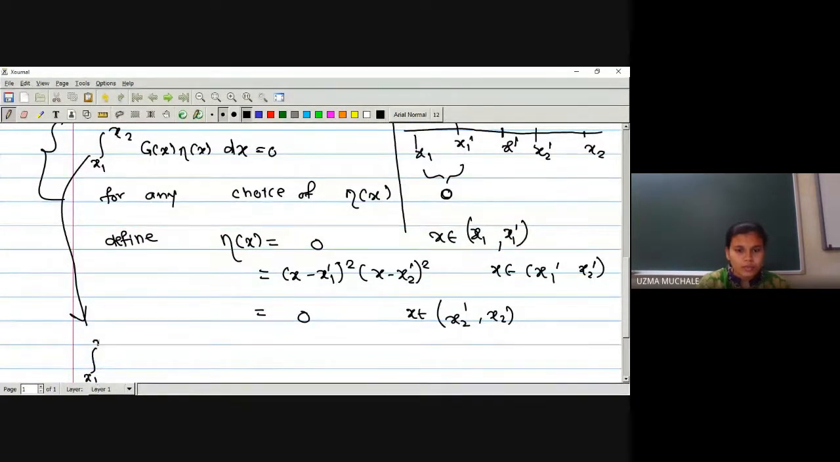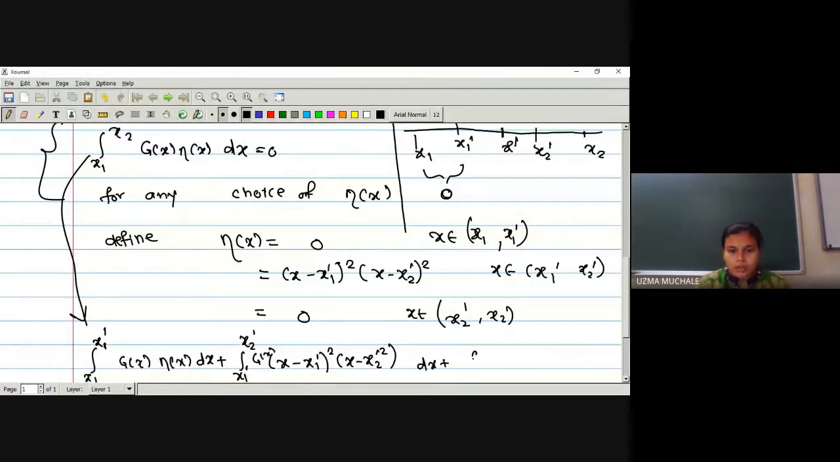So now for the first one, we have the integration from x1 to x1 dash. What is g of x in this case? It is some function g of x into eta of x, dx, plus the next interval, x1 dash to x2 dash, and the function given here is (x minus x1 dash) square, (x minus x2 dash) square, and g of x is a function as it is, dx, plus next, x2 dash to x2, g of x eta of x equal to 0.